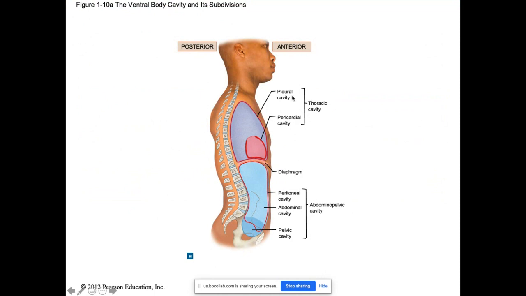Now, within the thoracic cavity, there's a pleural cavity, which houses the lungs, and the pericardial cavity, which houses the heart. So pleural is with the lungs, pericardial is with the heart. Then below the diaphragm is the abdominal pelvic cavity. Primarily abdominal and pelvic. Abdominal for the abdominal organs, pelvic cavity for the reproductive organs.